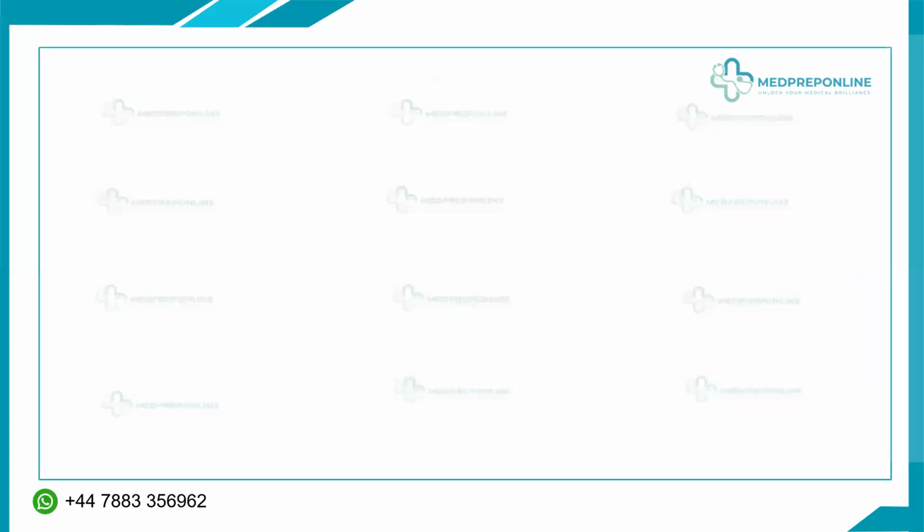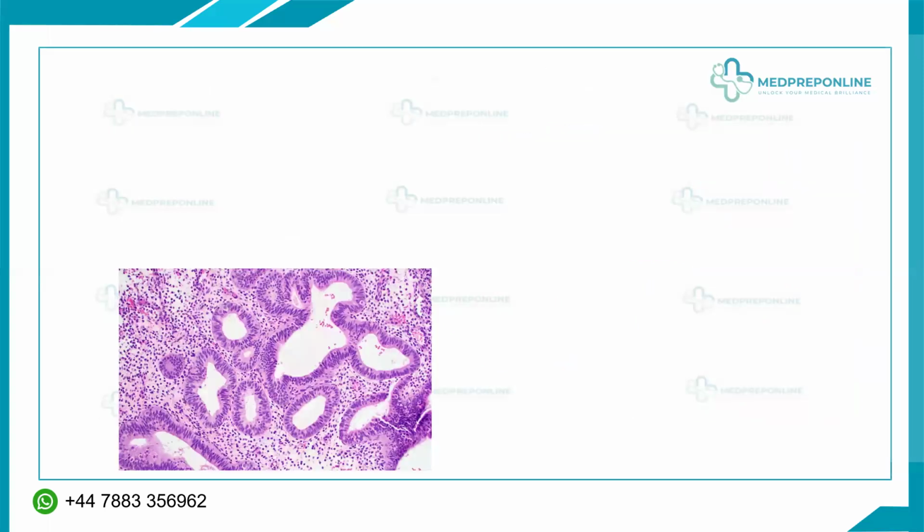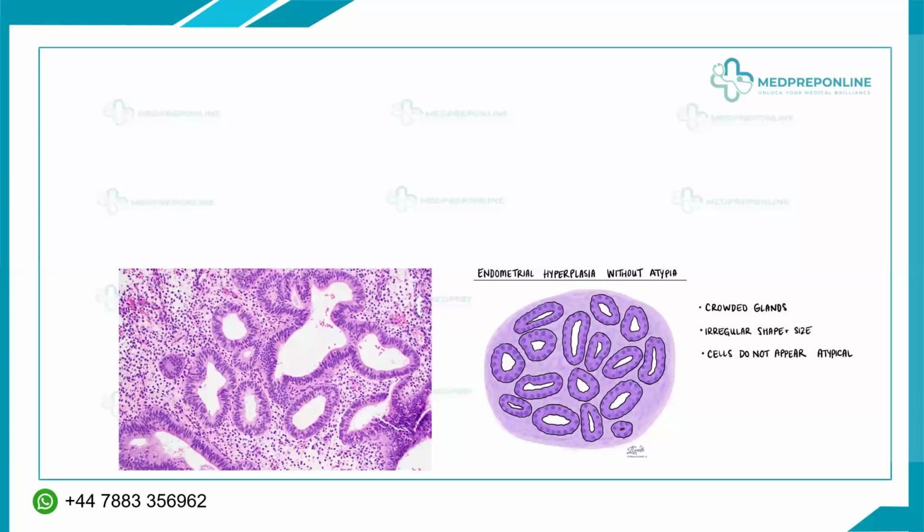And now next we come to the other types of hyperplasia. So you have endometrial hyperplasia without atypia. Here it again resembles the normal endometrium, but you have very crowded glands. They are of varying sizes and shapes. They are irregular, but the cells again do not appear atypical. They still resemble the normal endometrial glands.